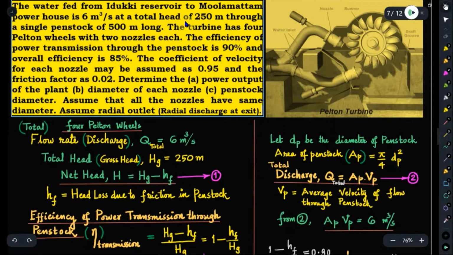From the gross head, you can deduct the head loss due to friction during the flow through the penstock. The penstock pipe is 500 meters long. See, the overall discharge or the total discharge handled is 6 meter cube per second, and that discharge is conveyed to the power station from the reservoir through a single penstock. Diameter of the penstock pipe, that also we have to find.